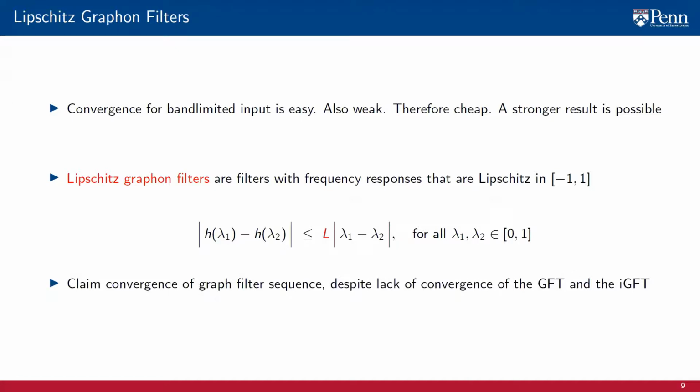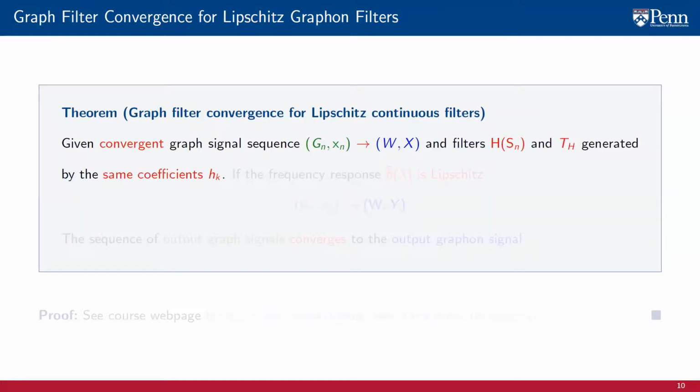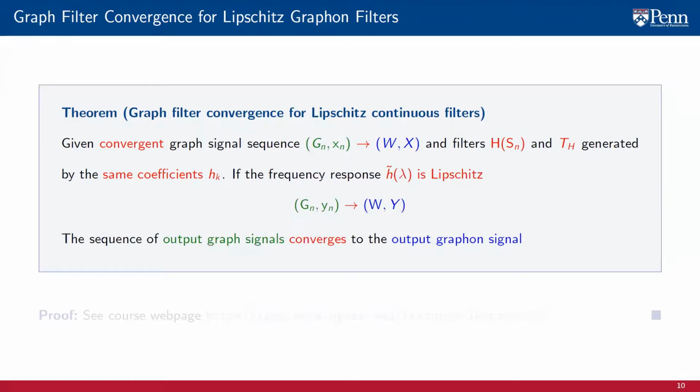If we restrict our attention to filters that have Lipschitz frequency responses, we can claim convergence of the filter sequence even though we lack convergence of the GFT and IGFT sequences. Formally, we are given a sequence of input graph signals Gn, Xn that converges to the graphon signal Wx, along with filters H of Sn and Th that are generated by the same filter coefficients Hk. It then follows that if the filter coefficients are associated with a frequency response that is Lipschitz, the sequence of output graph signals converges to the output graphon signal.